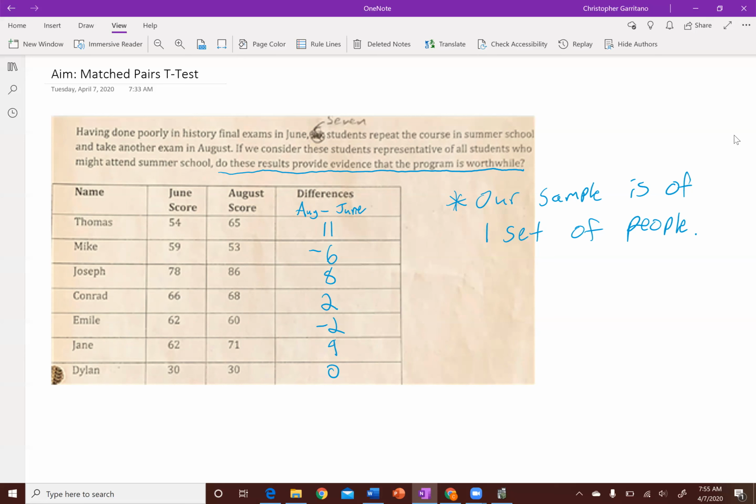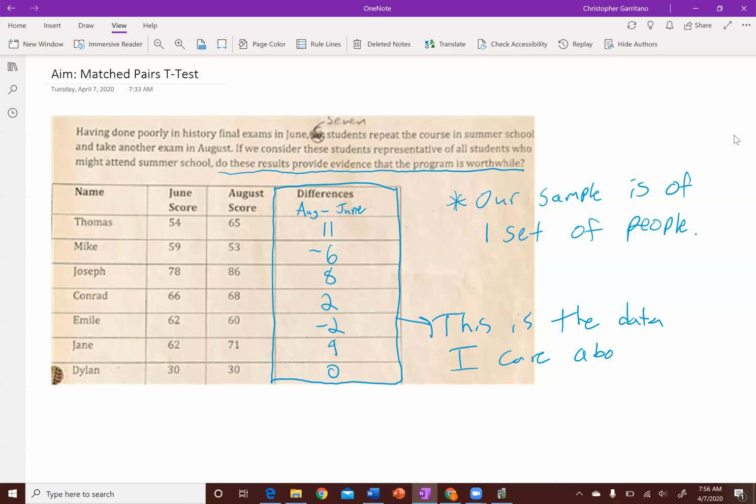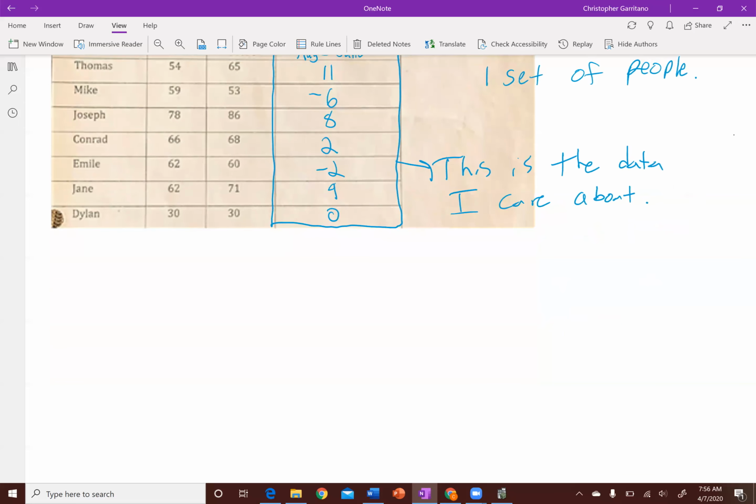Now, once we take those differences, this is actually the set of data that I care about. I can completely, at this point, ignore the June scores and the August scores, again, because it doesn't really matter what these actual scores were individually. What matters is what's the difference between these two scores. So once I take the difference, this is all I'm paying attention to. This is the data I care about in a matched pairs t-test. Boom.